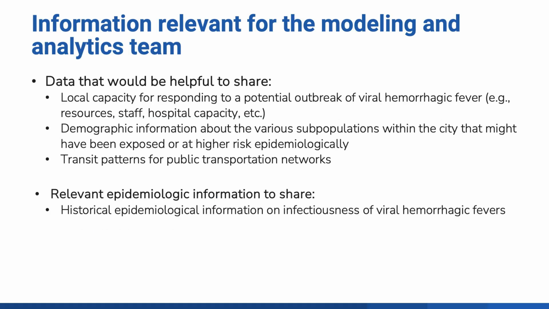To create the qualitative risk assessment, data that would be helpful to share with the modeling and analytics team include local capacity for responding to a potential outbreak of viral hemorrhagic fever, such as resources, staff, hospital capacity, etc., demographic information about the various subpopulations within the city that might have been exposed or at higher risk epidemiologically, and transit patterns for public transportation networks.